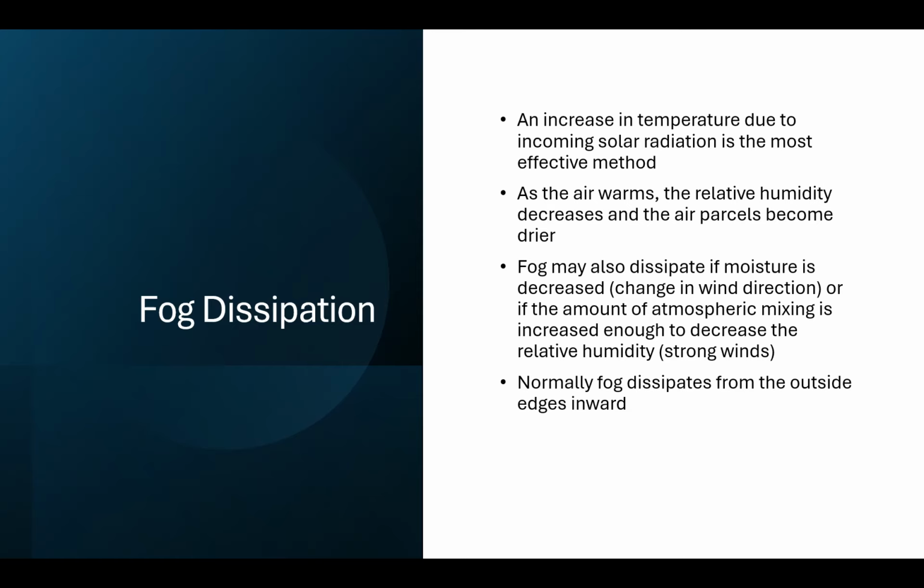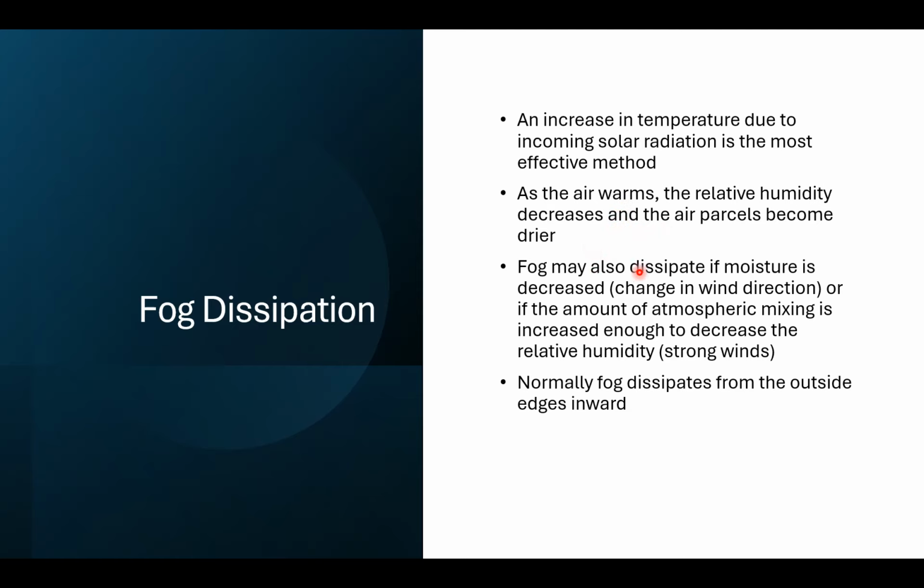But really what it comes down to for fog dissipation, let's talk about this. We need an increase in temperature due to incoming solar radiation. That's the most effective method. So you may notice, even on a winter day, early in the morning, you look out your window, you see thick fog. It's still dark outside. As soon as the sun comes up, you may notice how this fog slowly dissipates because that incoming solar radiation from the sun is starting to heat the air mass, and that's causing the temperature to go up away from the dew point. And so as the air warms, the relative humidity is going to decrease. Remember, warmer air can hold more moisture than cooler air. So you're warming the air with the sun and incoming solar radiation. The air particles then become drier.